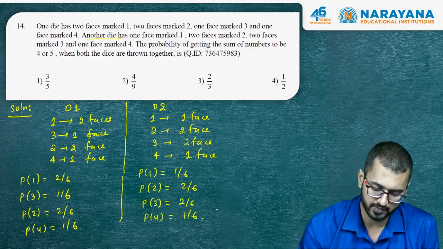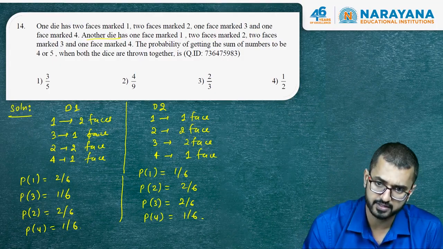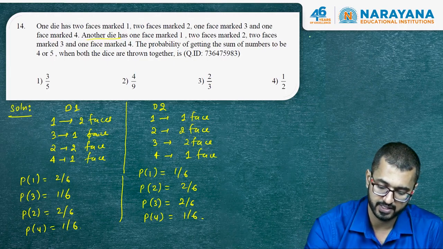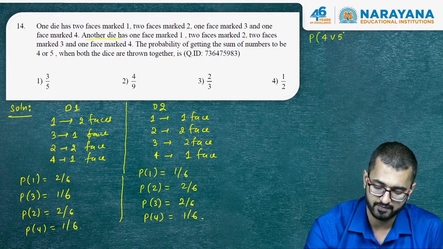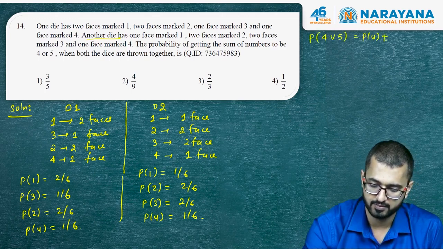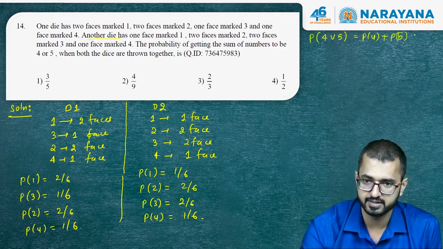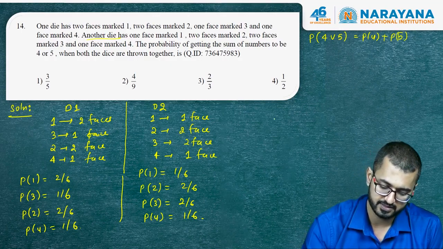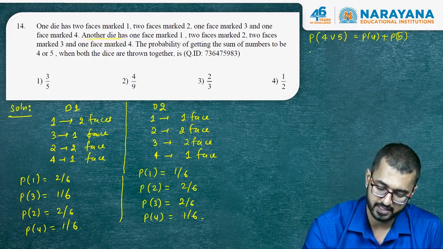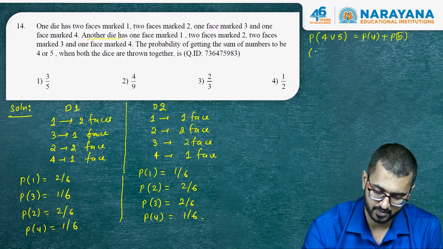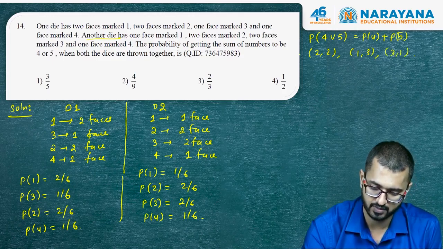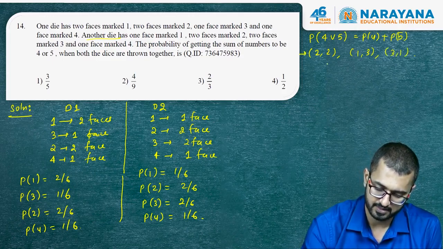This we found. Now what do we need? The probability of getting the sum of numbers to be 4 or 5. So of course we want the probability of getting the sum to be 4 or 5. So it will become P of 4 plus P of 5 minus the intersection. The intersection cannot be 4 and 5, so of course it will be empty, so P of 4 plus P of 5. So let us see now when can we get 4. We can get 4 through 2 and 2, 1 and 3, 3 and 1. These are the only ways to get 4.